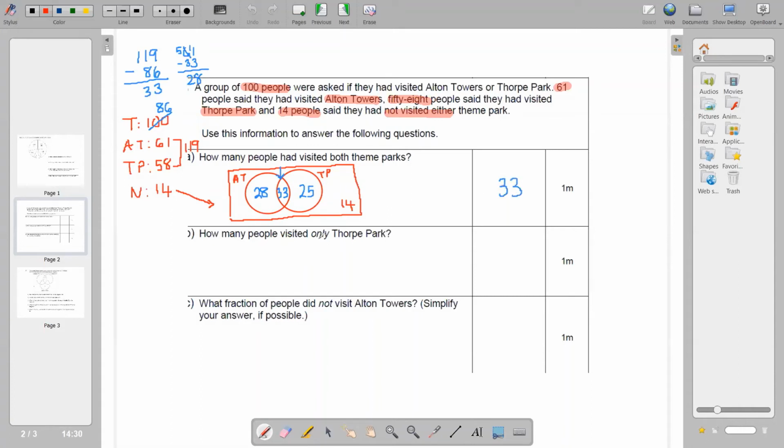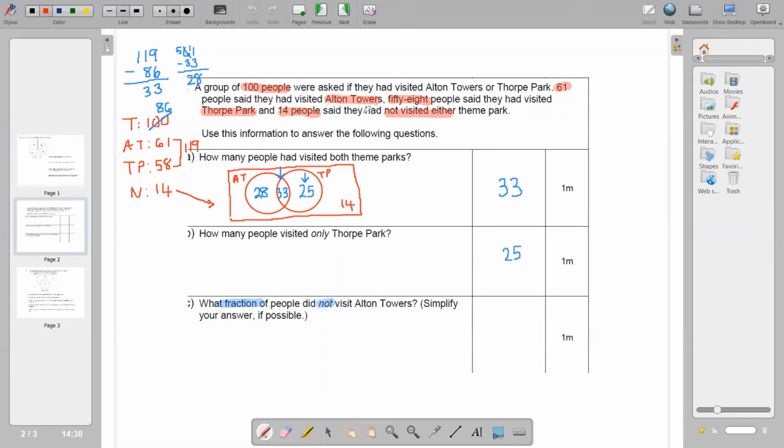How many people visited only Thorpe Park? So I come to the Thorpe Park circle, and this is my information for that question there, so 25. And the next question asks me what fraction of people did not visit Alton Towers.